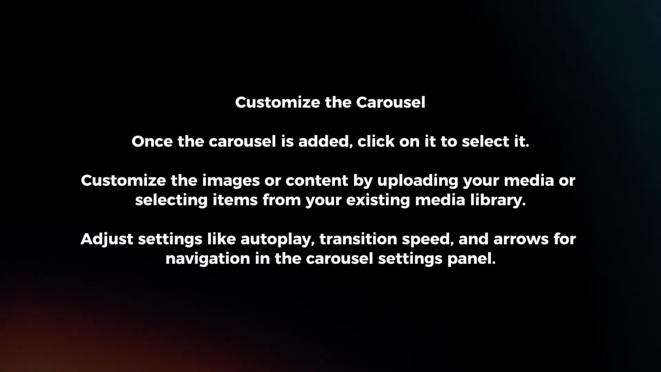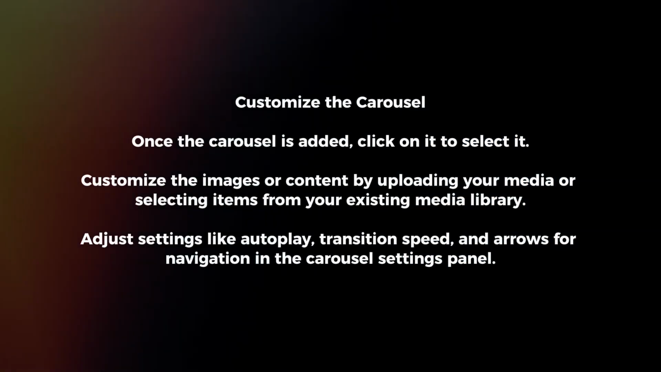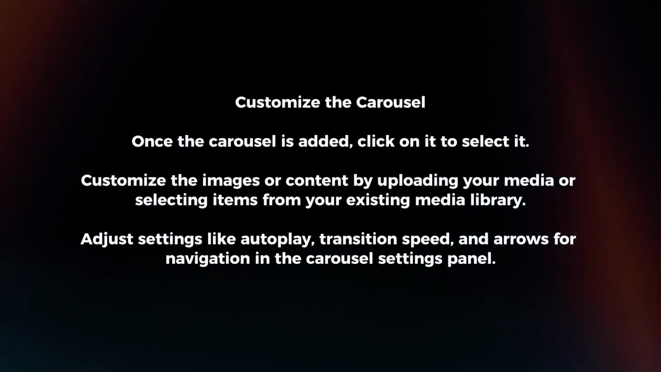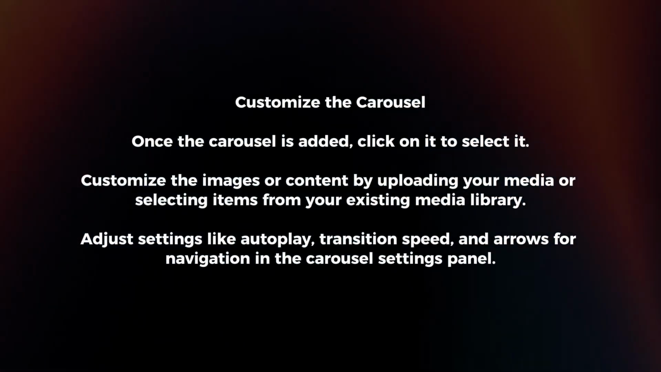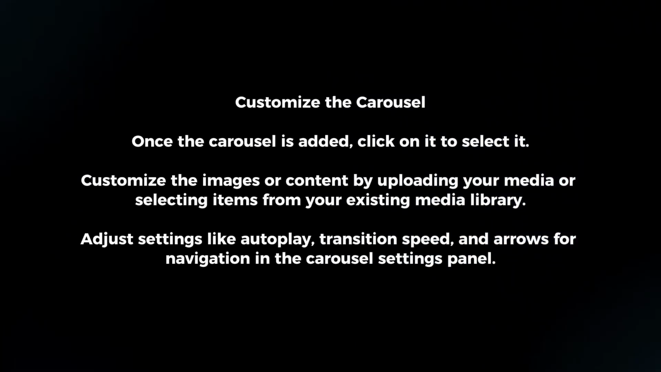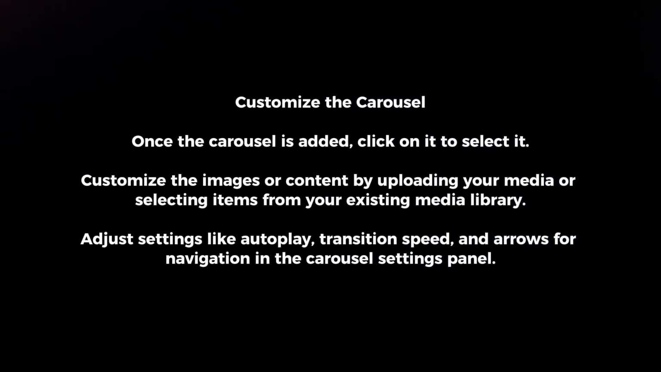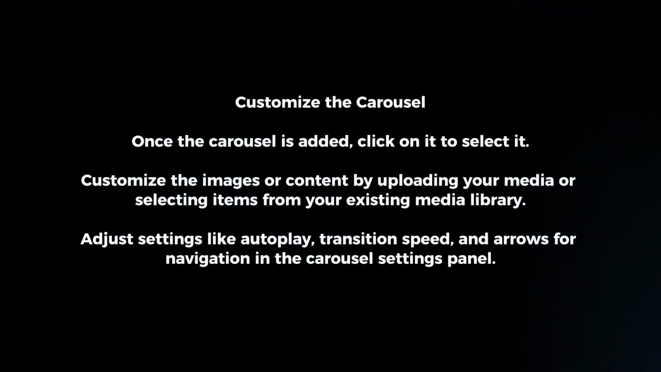Customize the carousel. Once the carousel is added, click on it to select it. Customize the images or content by uploading your media or selecting items from your existing media library. Adjust settings like autoplay, transition speed, and arrows for navigation in the carousel settings panel.